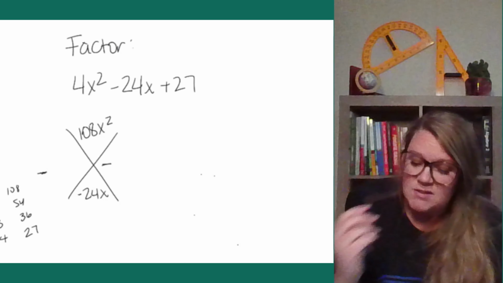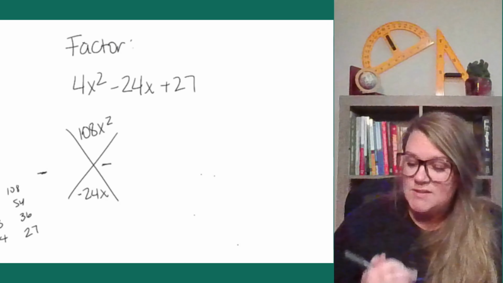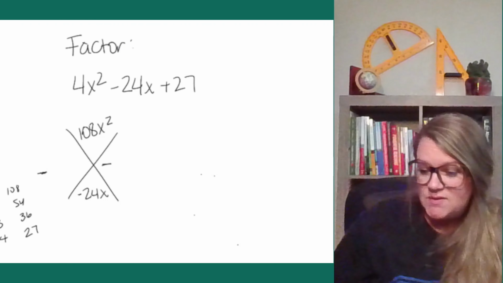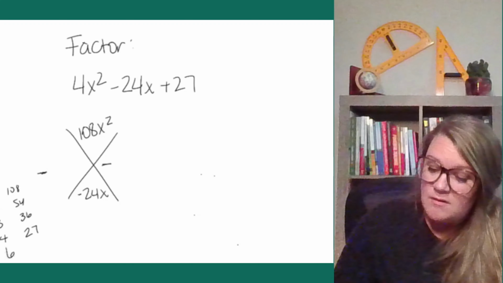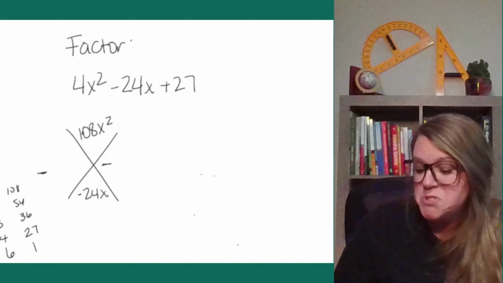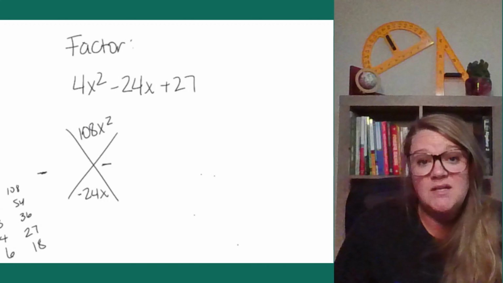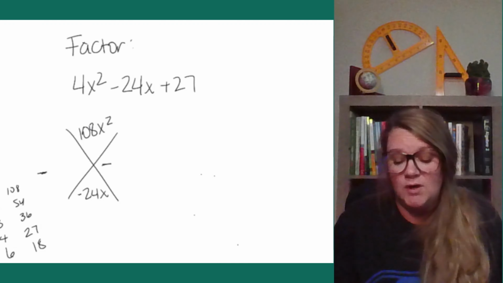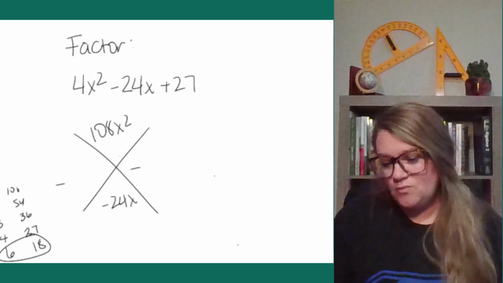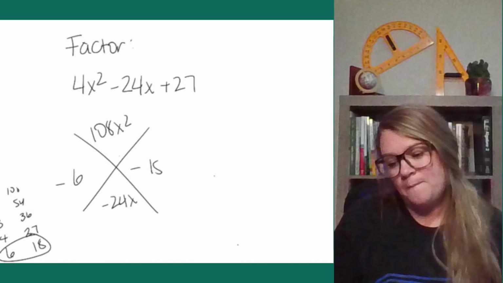5, 6, 7. Let me see. What about a 6? 6 times 18, and there I have my jackpot. 6 and 18 I can add to give me a 24. So 6 and 18 will go on my sides.